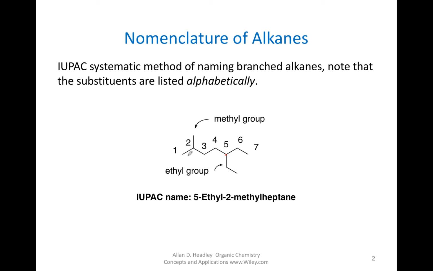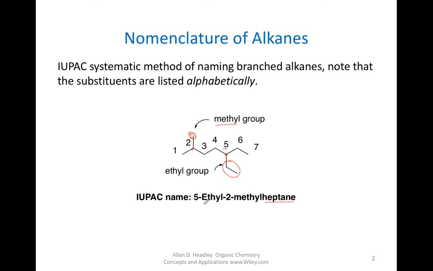In naming it, identify the longest chain, and here it is, 7 carbons. We start numbering at the end closest to a branch. Here's a branch. So that's a heptane, and then we'll have to name the branches and indicate the position. One branch is a methyl on carbon number 2. The other branch is an ethyl, and that's on carbon number 5.